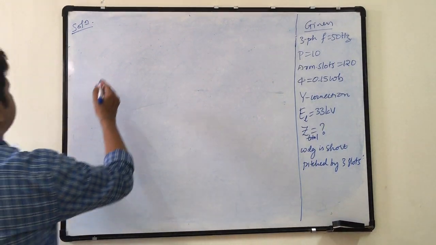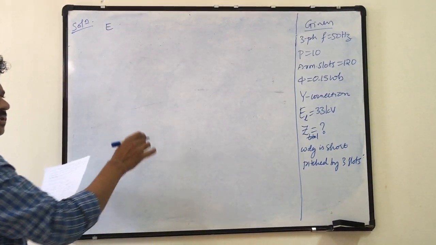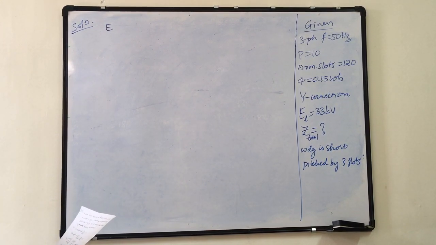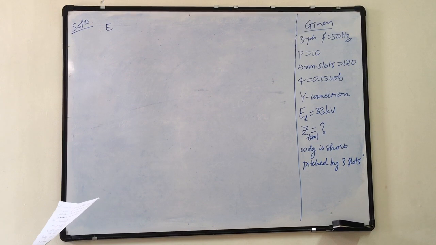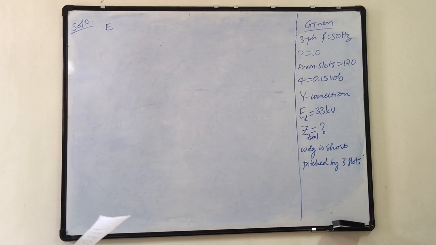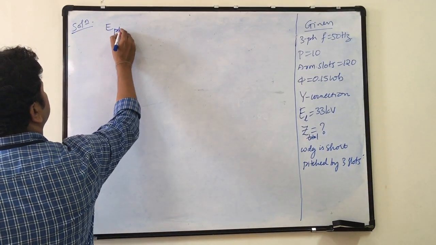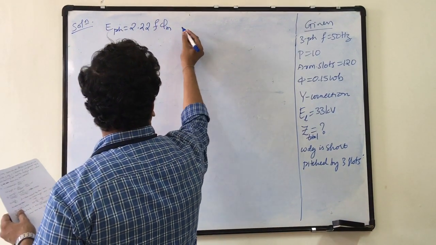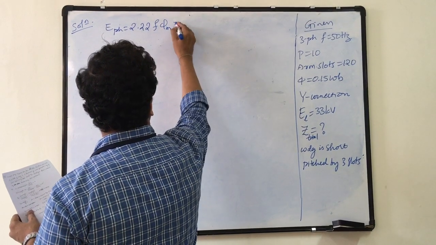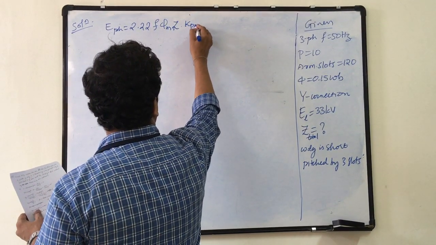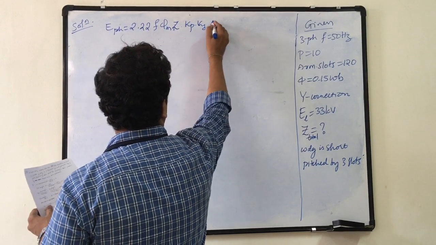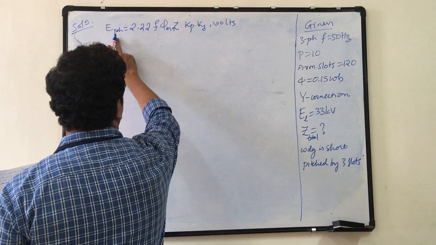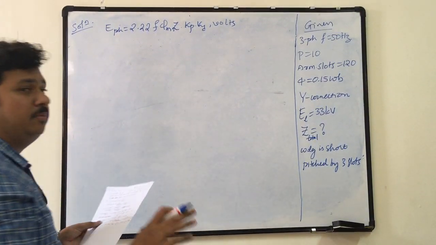So EPH, first write the EMF equation. Once you write the EMF equation, you will get to know what the known things are, what the unknown things are that can be calculated, and what the final quantity is that has to be found. So EPH is equal to 2.22 F phi m Z Kp Kd volts. I know F, I know phi m, I know EPH. Kp and Kd can be calculated.